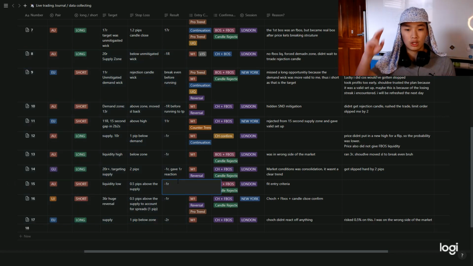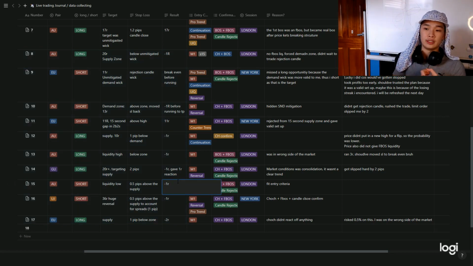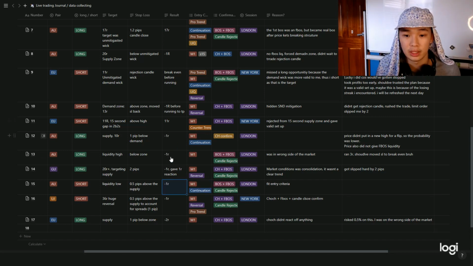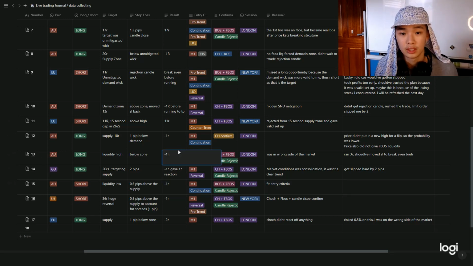I was catching a lot of invalid trades, and it wasn't just invalid. A lot of them did hit my criteria, but it just didn't play out. I had my setup, but it just didn't play out. Just like this one: fit entry criteria, but didn't play out. So, the importance of data collection.